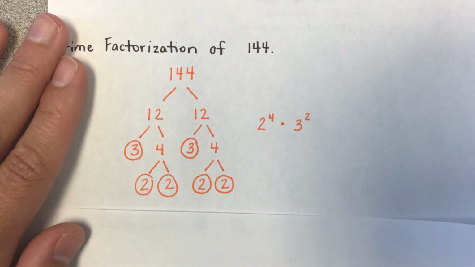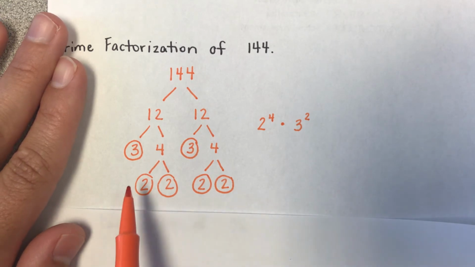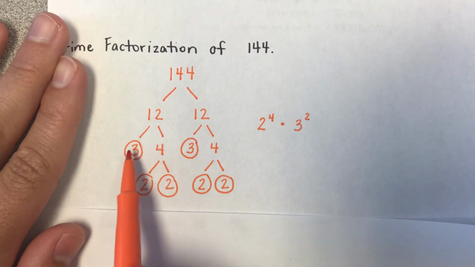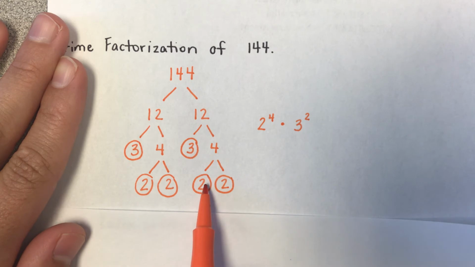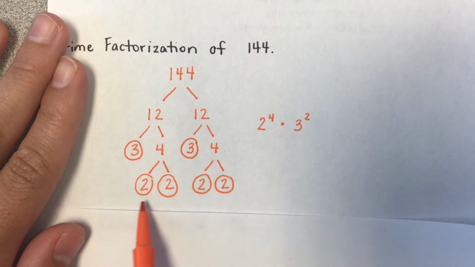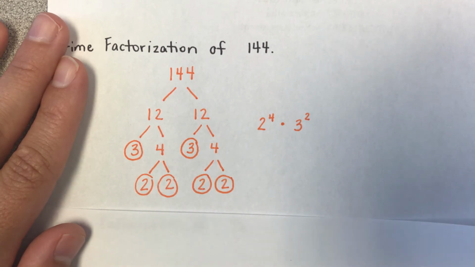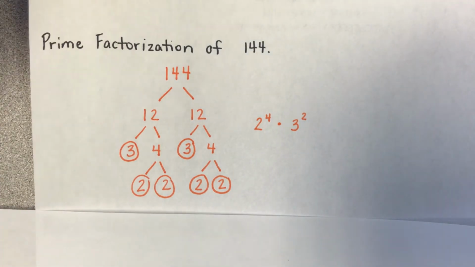Let's just double check to make sure what we have actually does give me 144. If I have 3 times 2, that's 6. 6 times 2 is 12. So this whole side over here gives me 12. 3 times 2 is 6. 6 times 2 is 12. So this whole side's 12. I know that 12 times 12 does give me 144. All right. Last one.